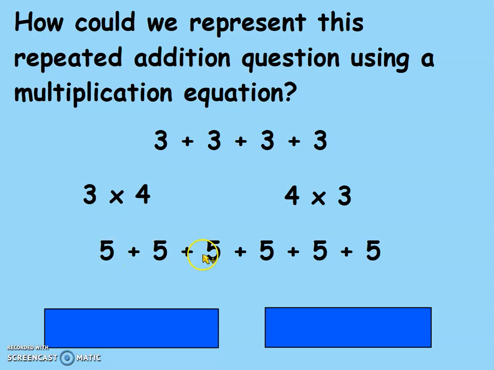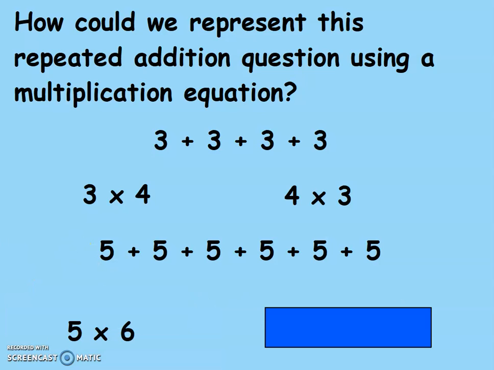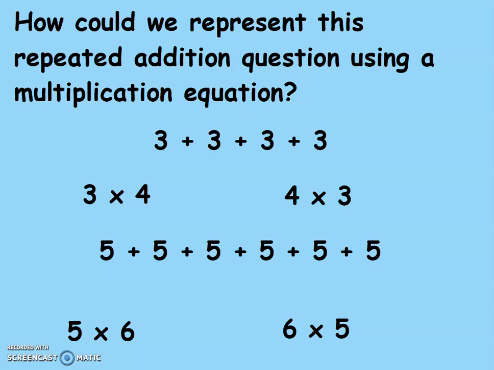So we've got 5. How many lots of 5 have we got? Count them up. 1, 2, 3, 4, 5, 6. We've got 6 lots of 5. So we could have 5 times 6, or 6 times 5?